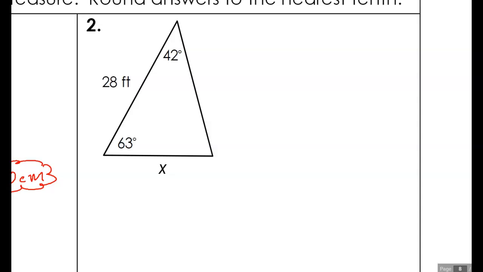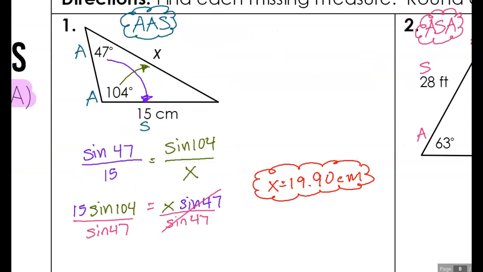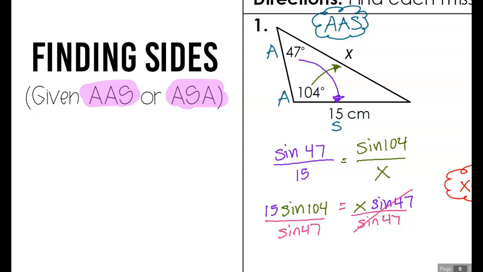So again, our first step is to figure out what type of triangle you're given. You're given an angle, a side, and an angle. So this is an ASA triangle. Now you can use law of sines on ASA triangles. That's what this says. So we again can use law of sines here.